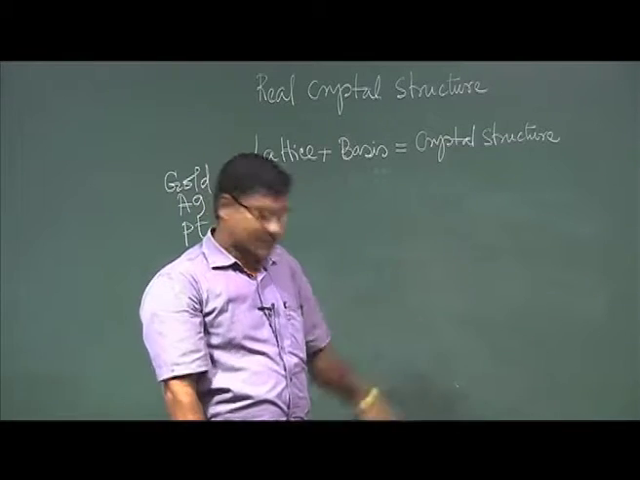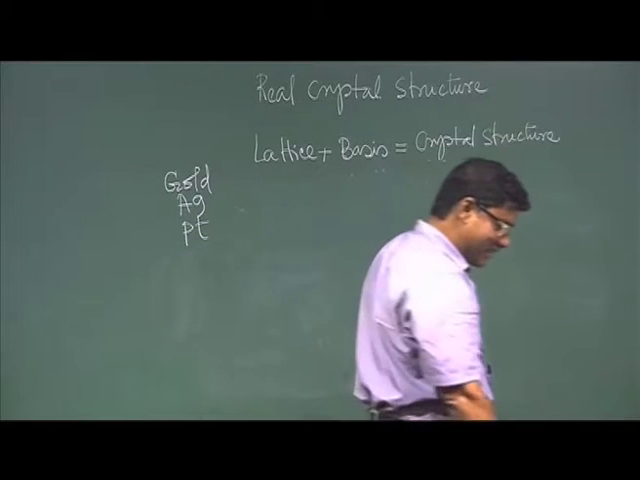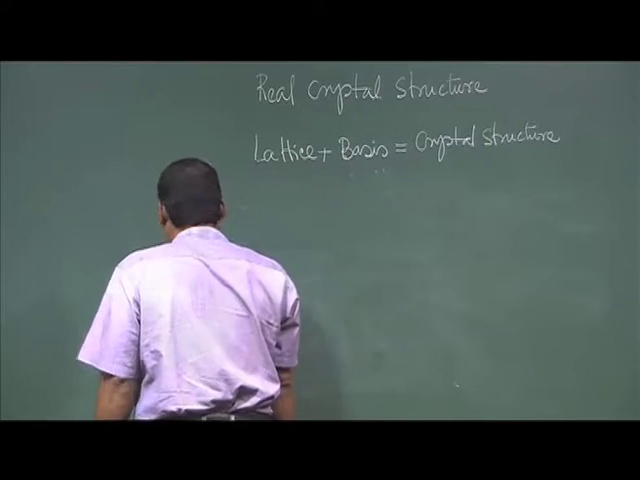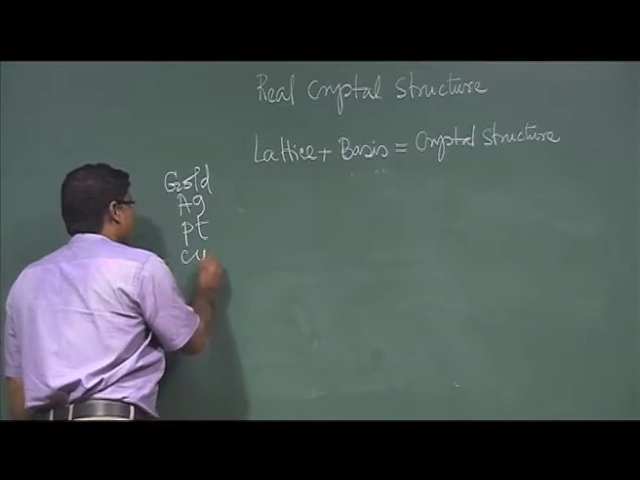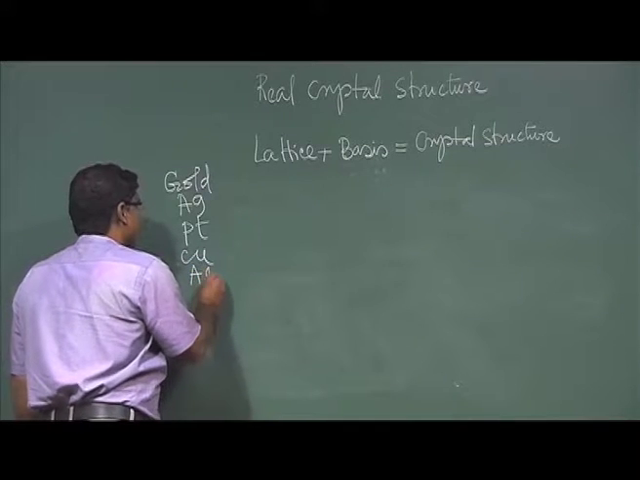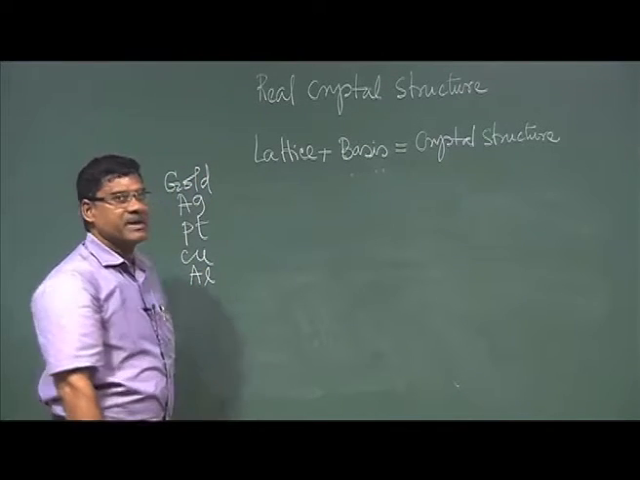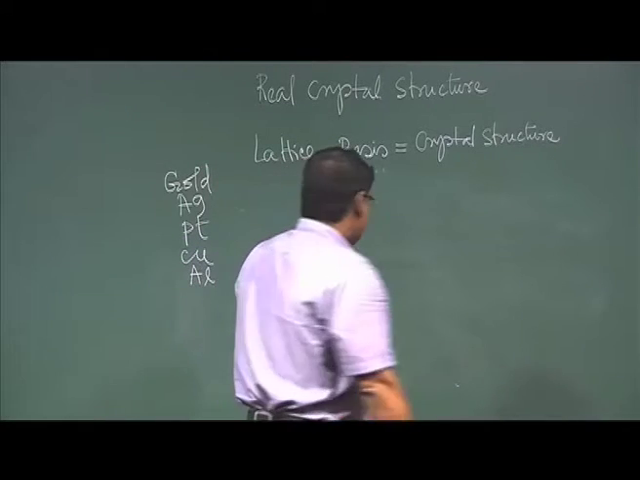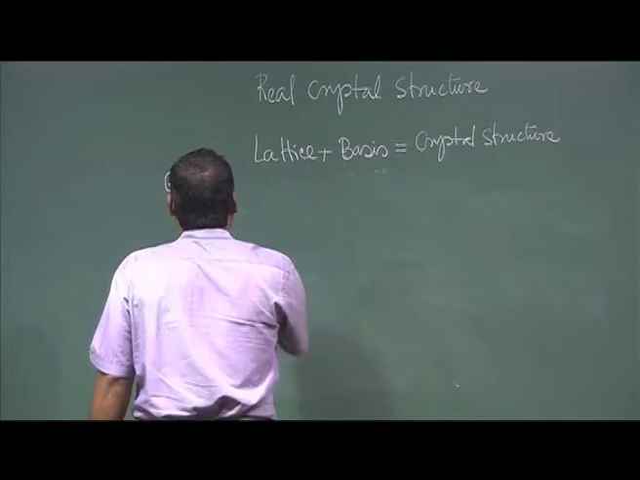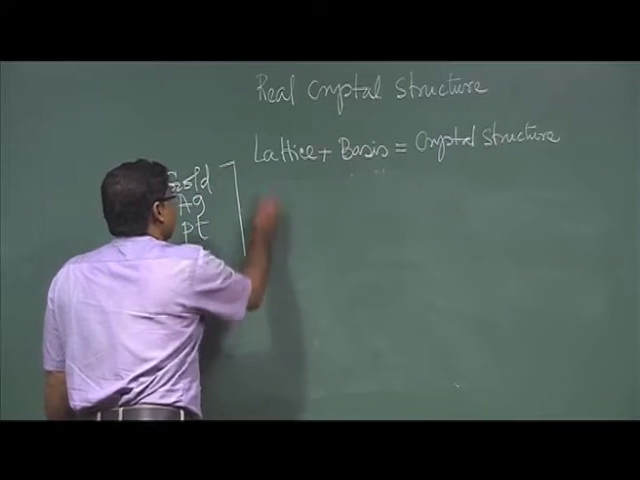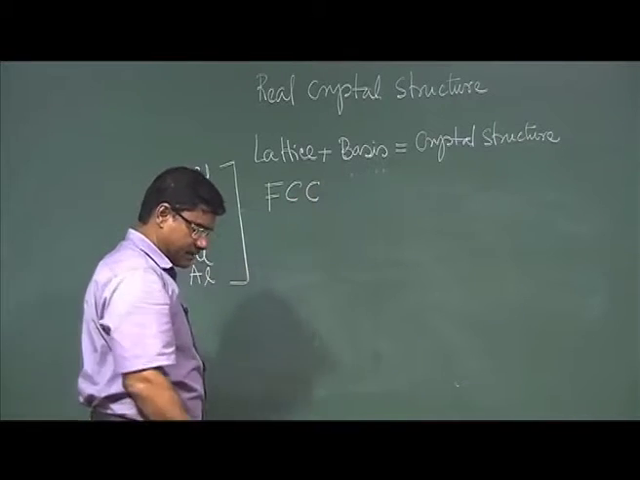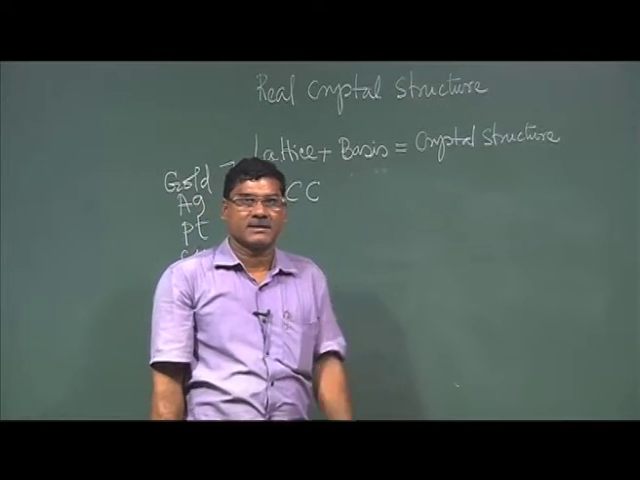So, this generally people use for ornament, and other material say copper, aluminum, etc. So, these are basically metal, and all of them are having FCC structure, FCC lattice, Bravais lattice is FCC.